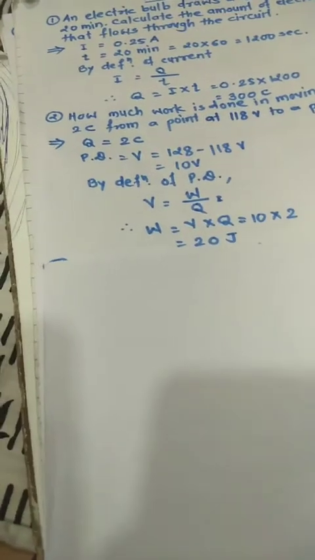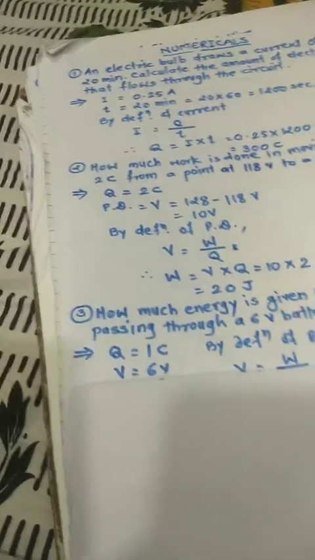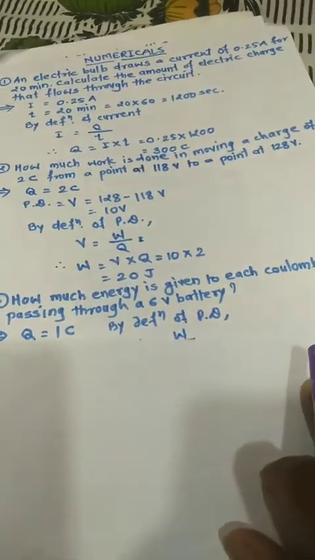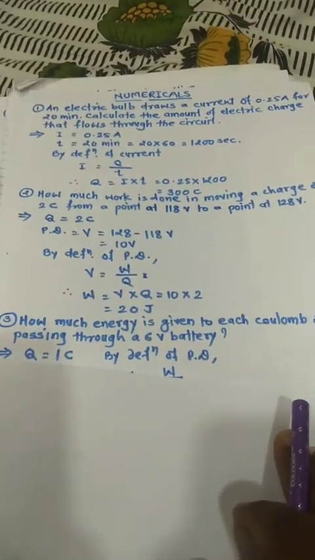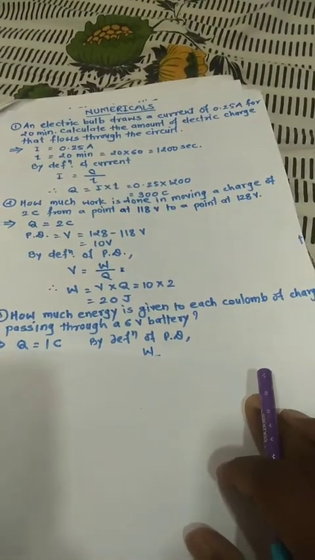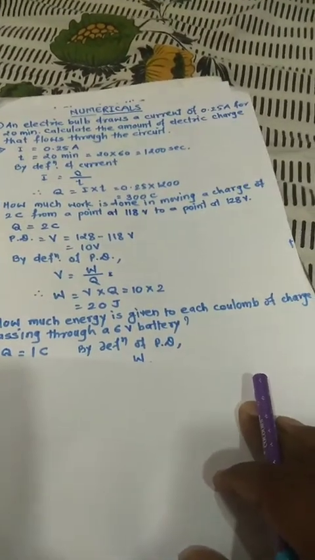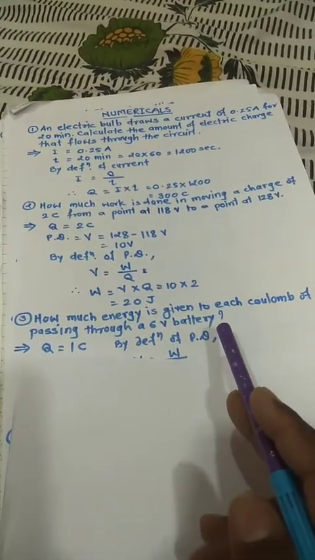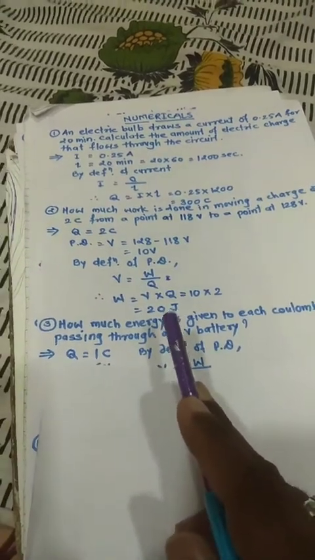Now the third example we will discuss. Another example. How much energy is given to each coulomb of charge passing through a 6-volt battery? Understand the question. How much energy means we have to find the work done here.